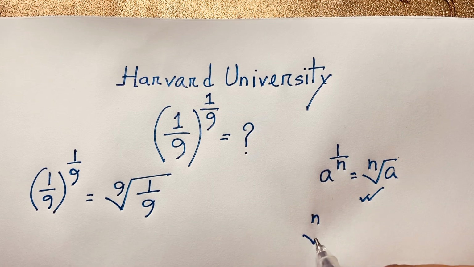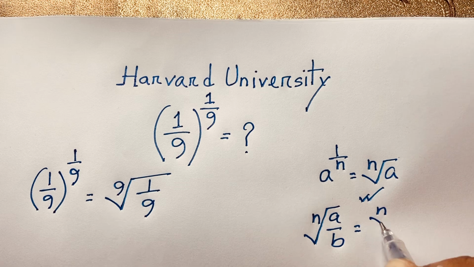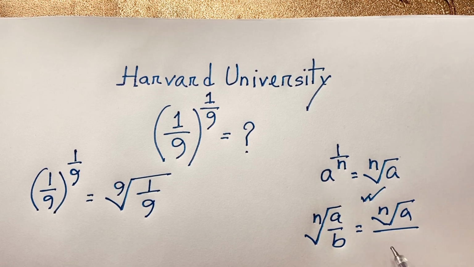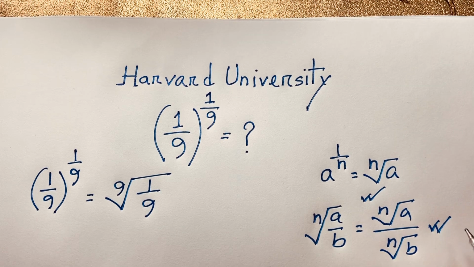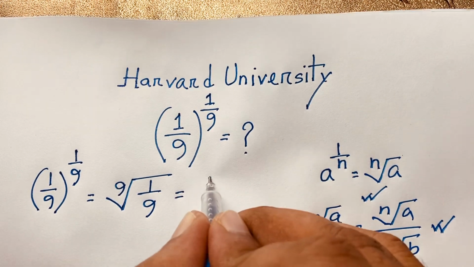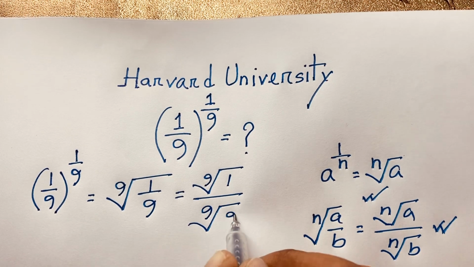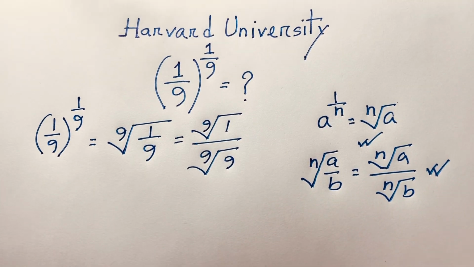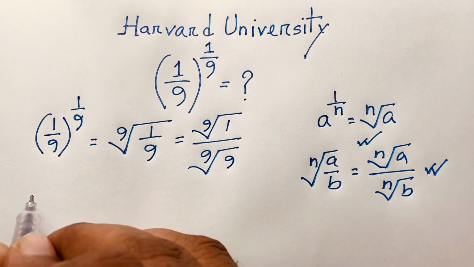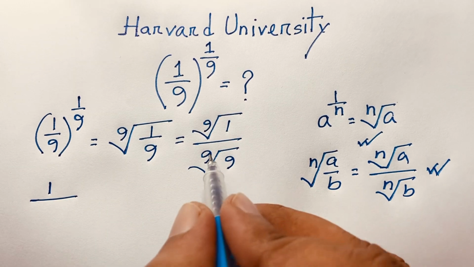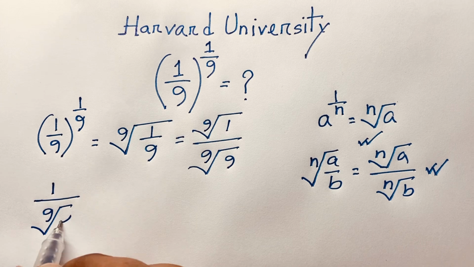Now, again, you know that the nth root of a over b is the nth root of a over the nth root of b. According to this formula, I can easily write the 9th root of 1 over the 9th root of 9. Now if I evaluate this, the 9th root of 1 will be 1, and the denominator is the 9th root of 9.